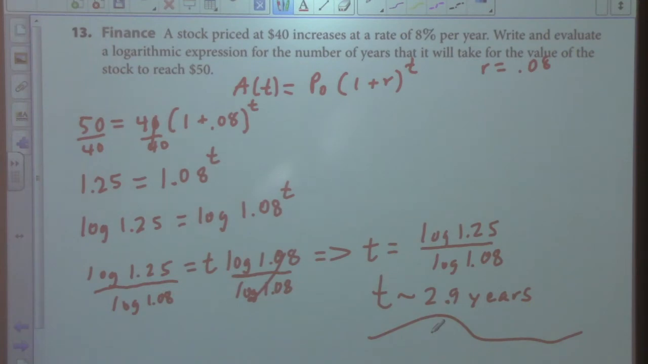Did anybody try to solve this by graphing in the calculator too? No. Well, if you did, I'm sure you got the same thing.